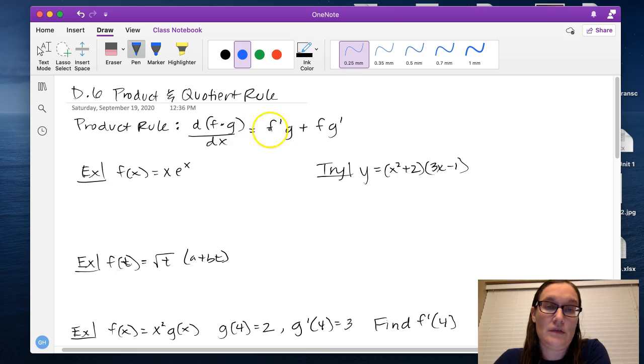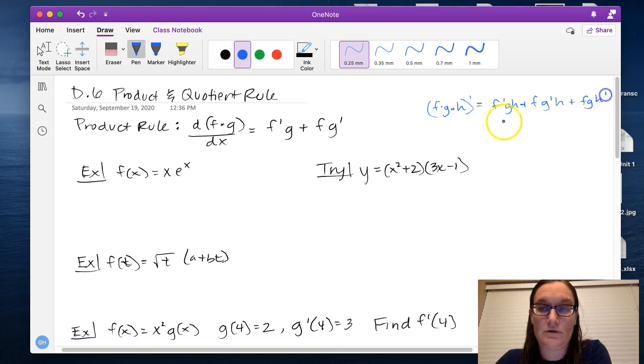So it's like you kind of travel the derivative down, like you're almost distributing the derivative as you go. You can actually extend this to three functions if you want. So if you have three functions multiplied, you take the derivative of the first, leave the other two, then the middle one, and then the last one. So you just kind of travel the derivative to each function, adding in between.